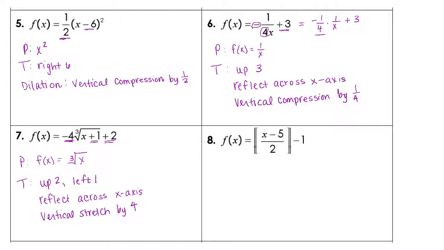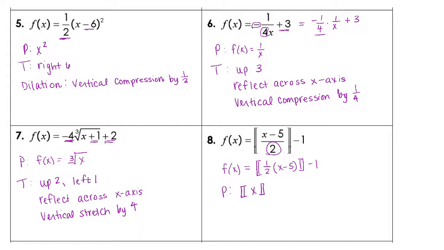Okay, number 8, more of the same. And with this one, it might be useful to rewrite it to help us see that 1/2 is really going to be a horizontal stretch. So we're really going to say 1/2 times x minus 5. That tends to make things a little bit clearer on all of those transformations. So here we're going to have a parent function of the greatest integer function.